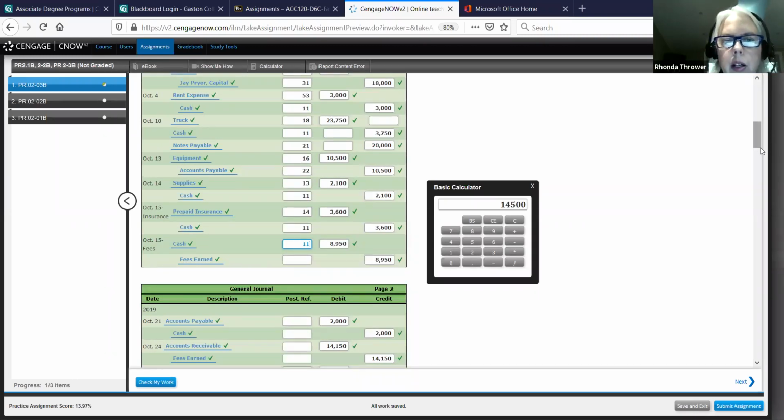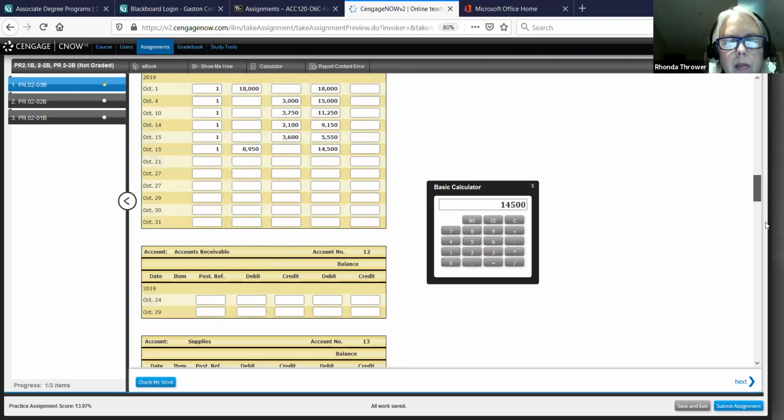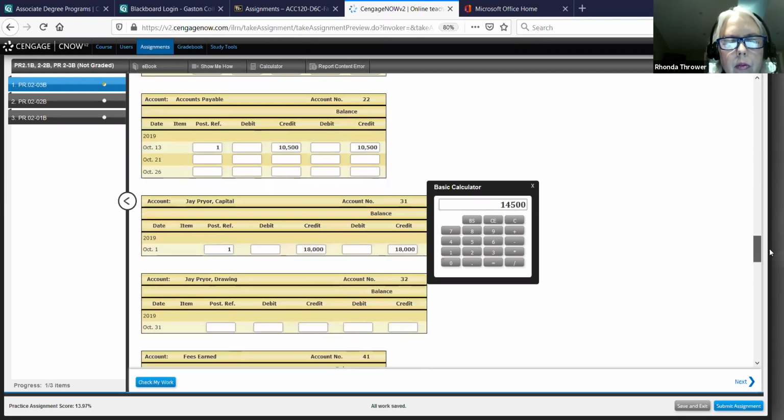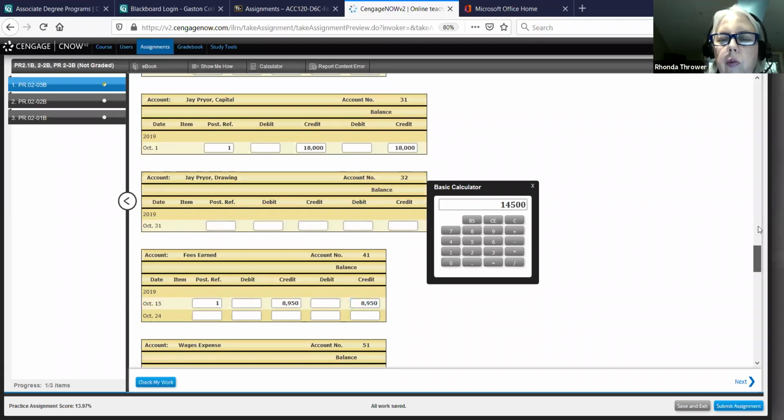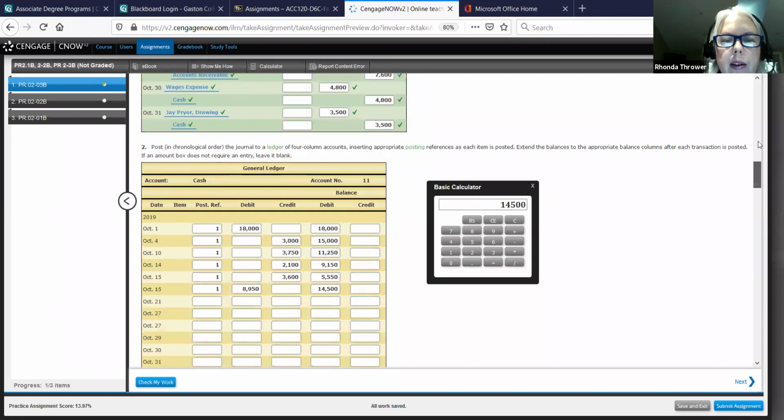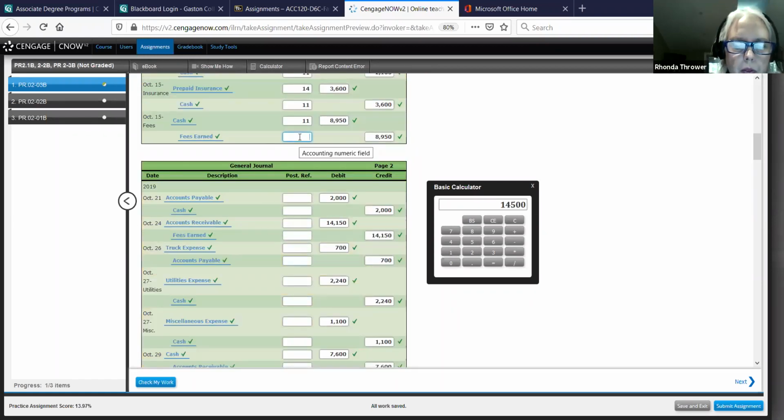And then fees earned is going to be credited for $89.50. And this came from journal page 1. We credit it for $89.50. And fees earned, which is revenue, always has to have a credit balance. The credit balance in fees earned is the increase side of the revenue account. So 41 is the number on revenue. And we put it in here. Notice we're through posting to our journal on the first page.